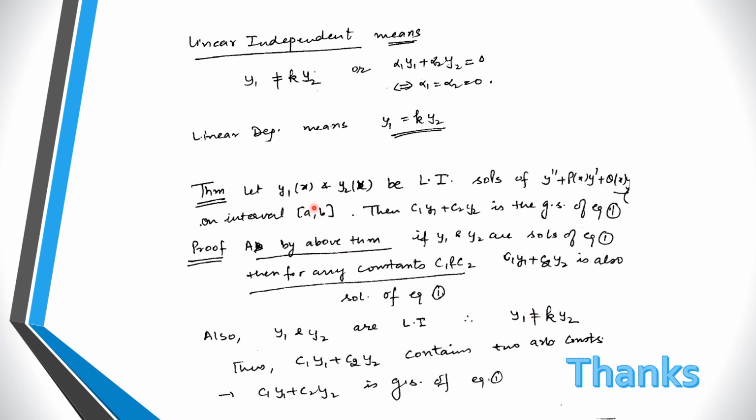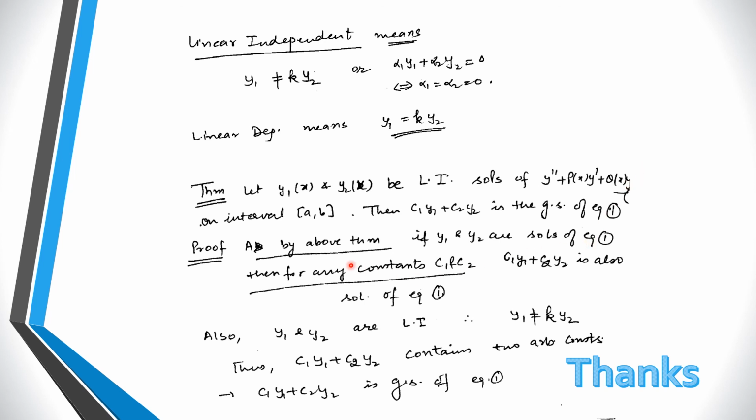But if y1 and y2 are dependent, then what will happen? If y1 depends on y2, it means y1 can be written as some constant times y2. You can substitute the value of y1 in terms of y2. You will have c1 times k times y2 plus c2 y2, so you can take y2 common. You have one arbitrary constant times y2. So this solution contains only one arbitrary constant, and cannot be a general solution of a second order differential equation.